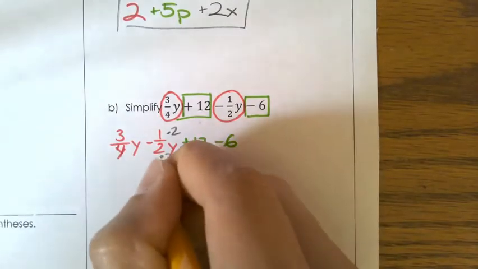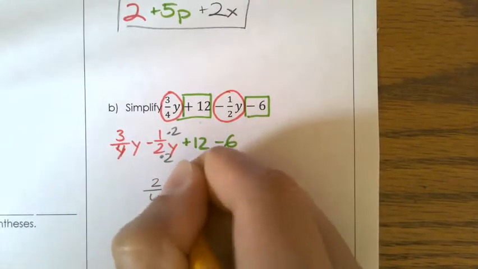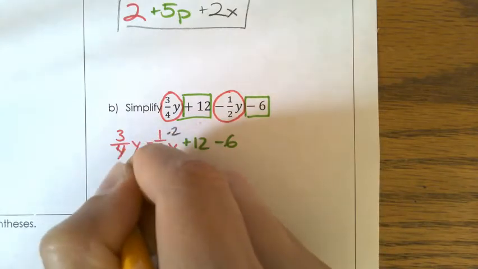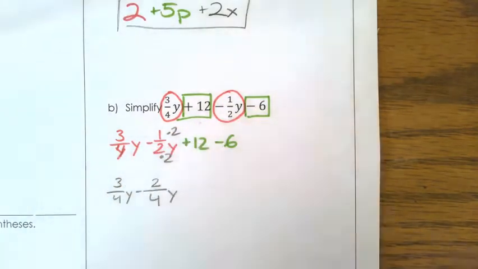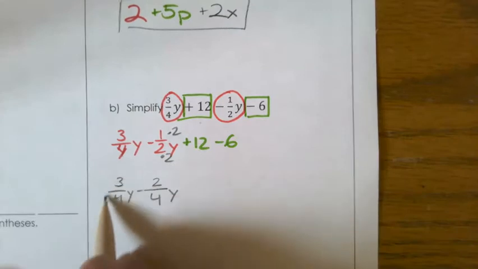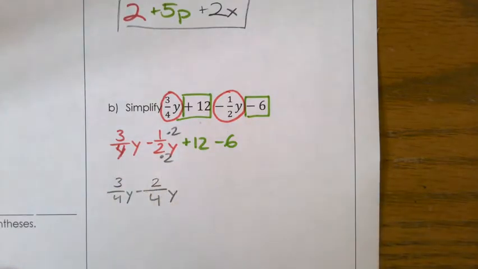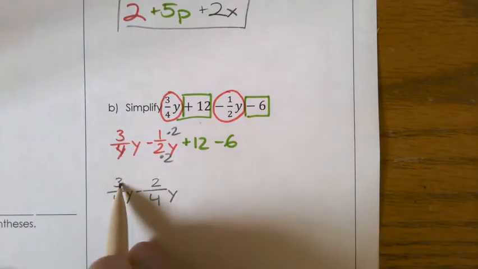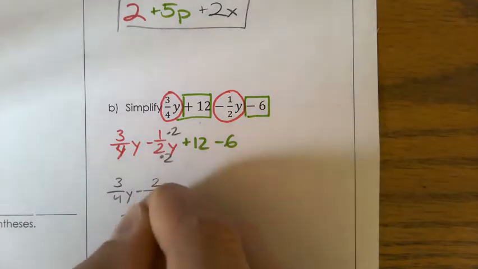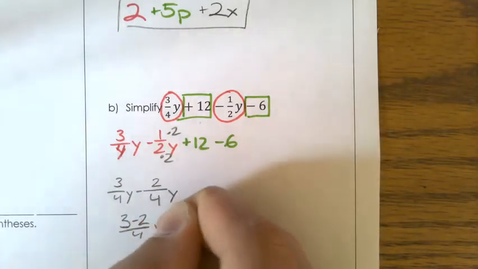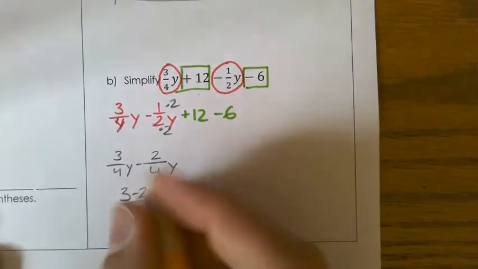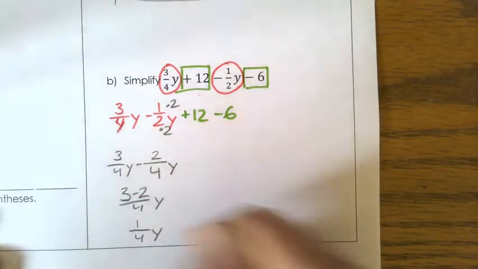So then that becomes 2/4 y. I'll bring down my 3/4 minus. So now I know, okay, 3/4 y minus 2/4 y. So now I know it's just 3 minus 2, right? The 3 minus 2 over 4y. And 3 minus 2 is going to be 1/4 y.